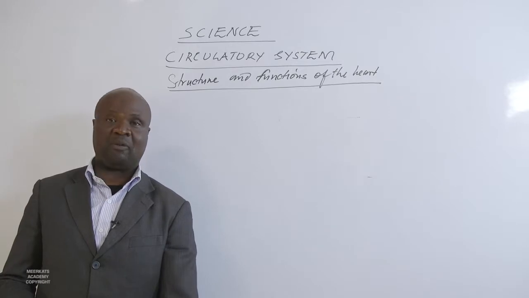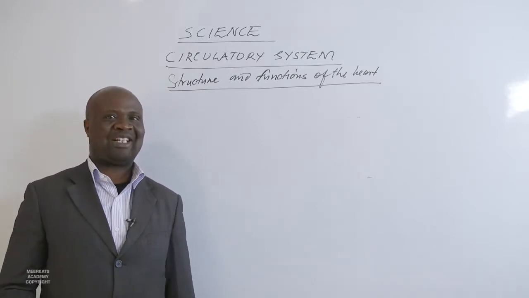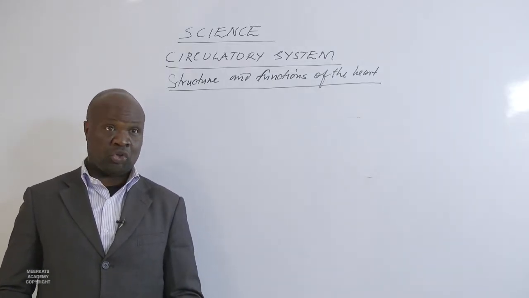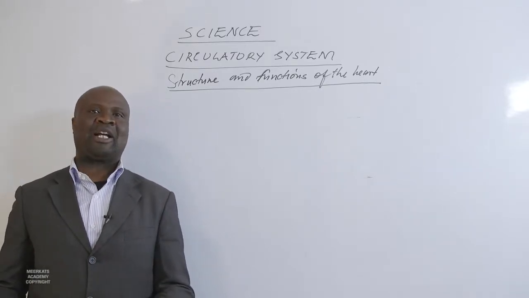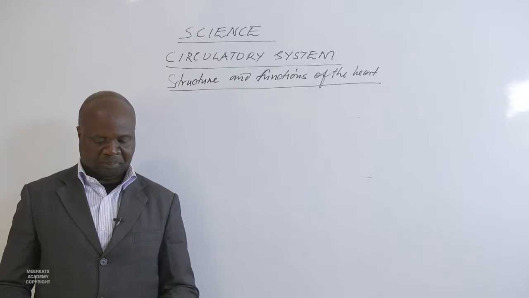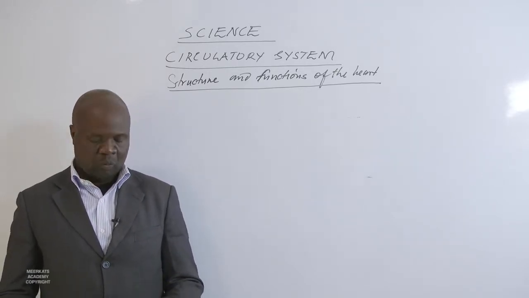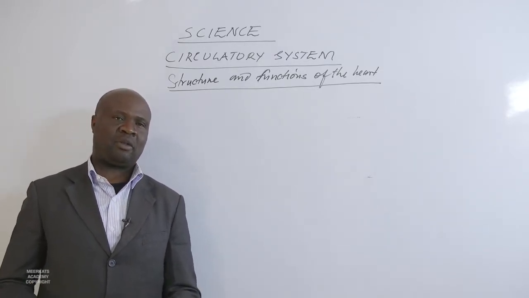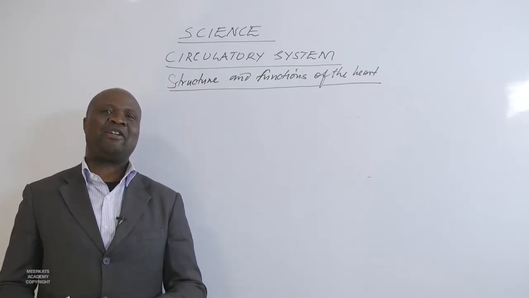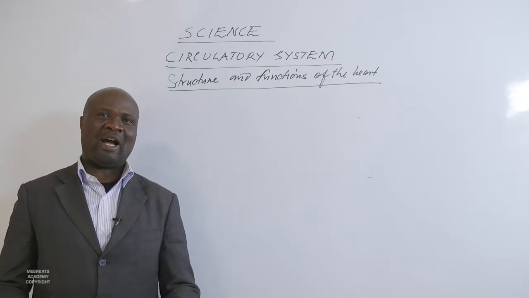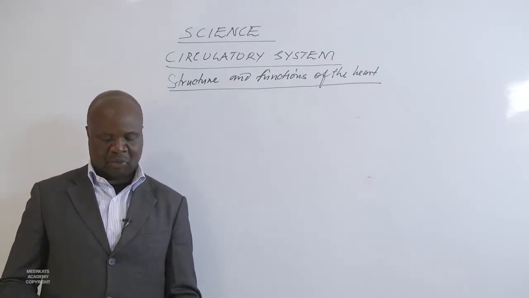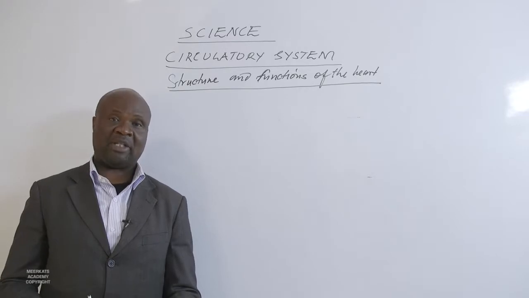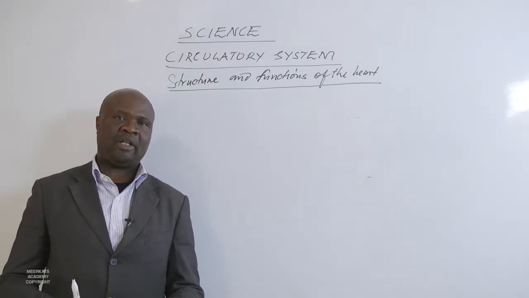When we came to the types of blood vessels and their functions, we mentioned the arteries, we mentioned also the veins, and we also mentioned the capillaries. When we mentioned the arteries, we said arteries are known to carry blood away from the heart. So the major function of the arteries, we said, is to carry blood away from the heart, with only an exception of the pulmonary artery.